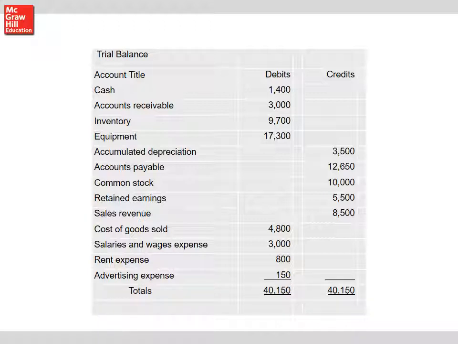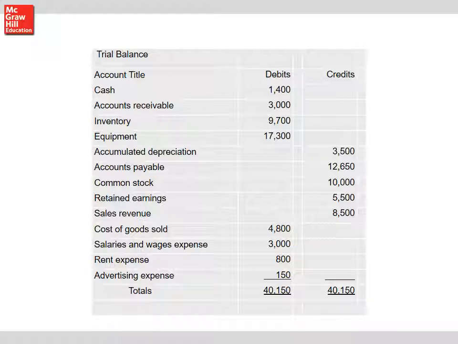So cash should have a debit balance of $1,400 after going through the process I just talked about. Accounts receivable, a debit of $3,000. Inventory, a debit of $9,700. Equipment, a debit of $17,300. Accumulated depreciation will have a credit of $3,500. Then the liability accounts payable will have a credit of $12,650. Then we have the equity accounts. Common stock will have a credit balance in it of $10,000. Retained earnings, a credit of $5,500. Sales revenue, a credit of $8,500. And then each of our expenses.